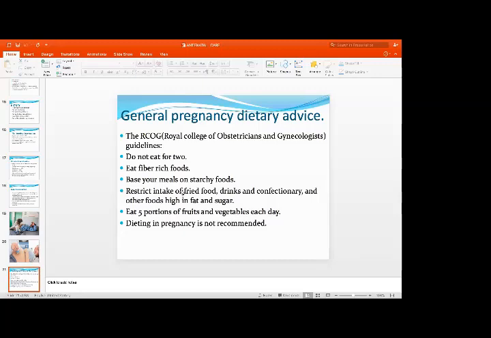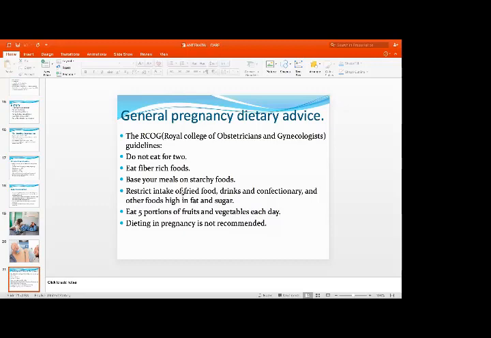Restrict intake of fried foods, soft drinks, and confectionery. These bakery items, they should be said no to. And other foods high in fat and sugar. So all those things which are rich in fat and sugar, or fried foods, they should be restricted.